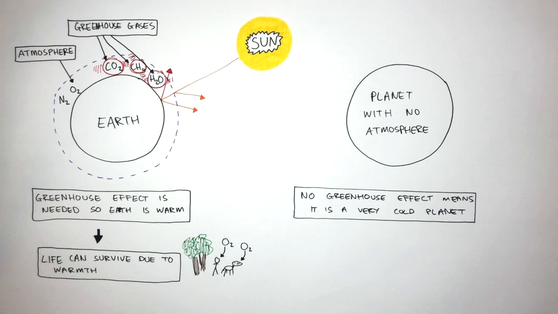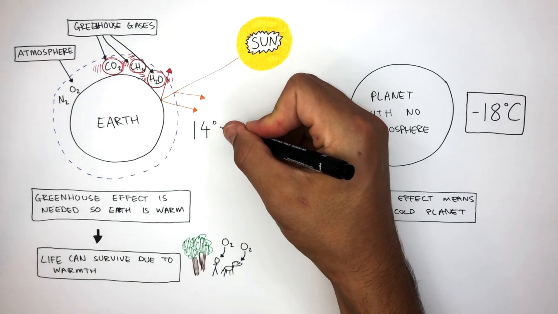Now imagine if Earth never had an atmosphere, the average surface temperature would be minus 18 degrees Celsius. That's very cold. Whereas because Earth has an atmosphere, the average surface temperature is 14 degrees Celsius.